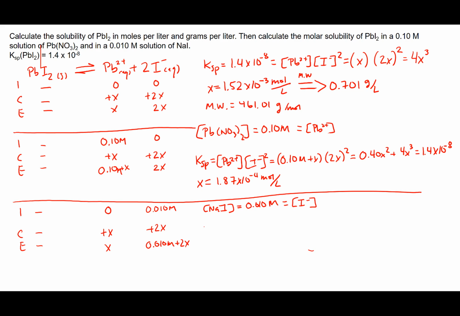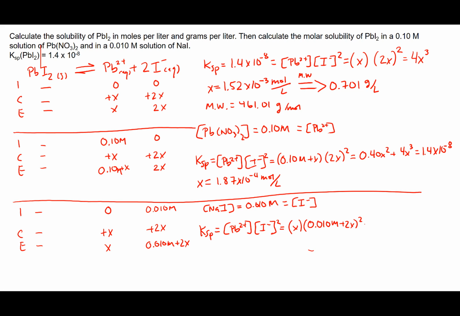So now that we have that, we simply take those values and plug them into the solubility product. So we have Ksp equal to the concentration of lead 2 plus times the concentration of iodide. The concentration of lead 2 plus we're expecting to be X. The concentration of the iodide we're expecting to be 0.010 molarity plus 2X, and that gets squared. Can't forget the square part. That's a very common mistake that people make.